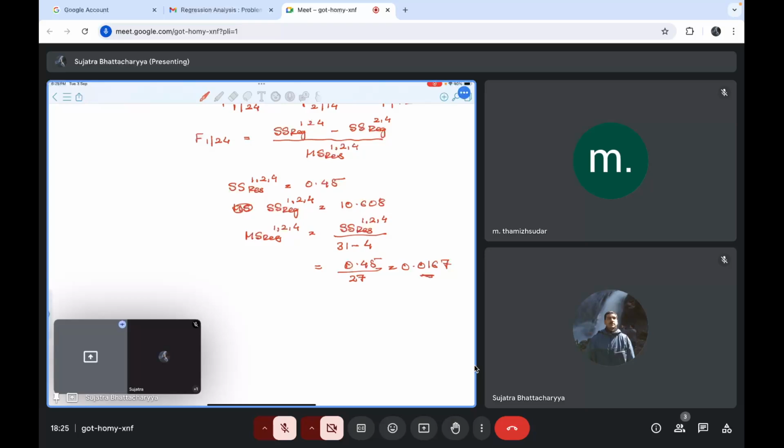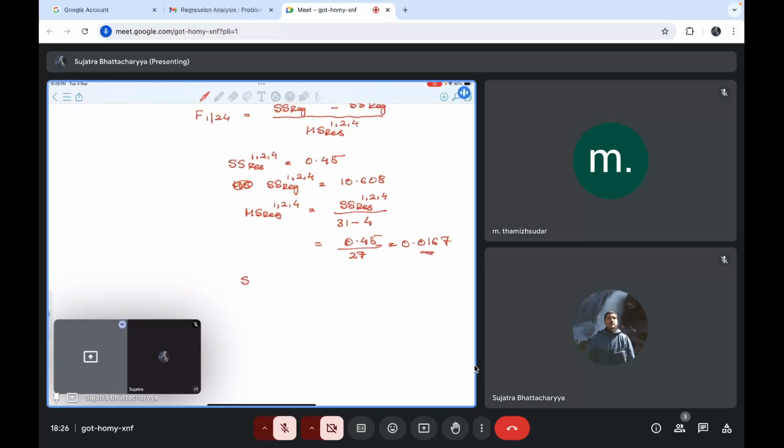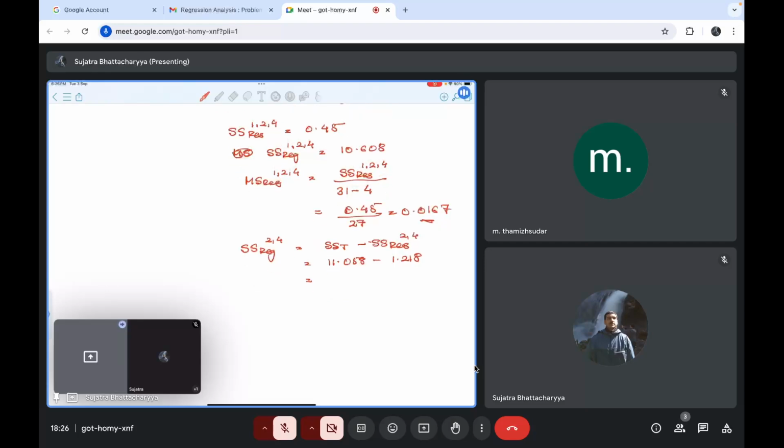In this case, SS regression is also calculated. I now need SS regression of 2 4, right? So this becomes SS total minus SS residual of 2 4. SS total is fixed at 11.05, it will never change. Now SS residual of 2 4 is 1.218, given in the question. That gives you the SS regression value as 9.84. Fine.